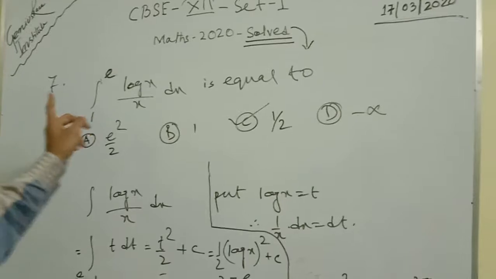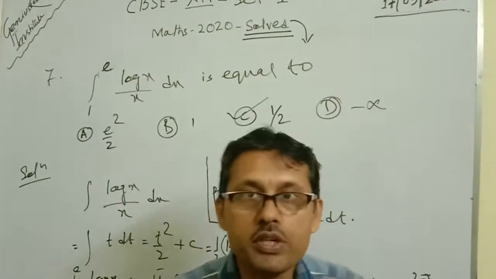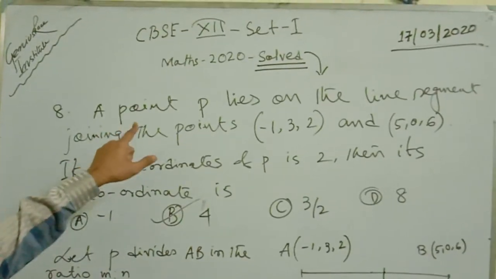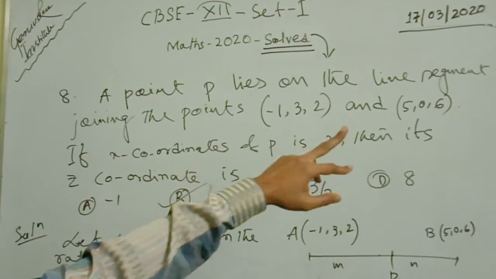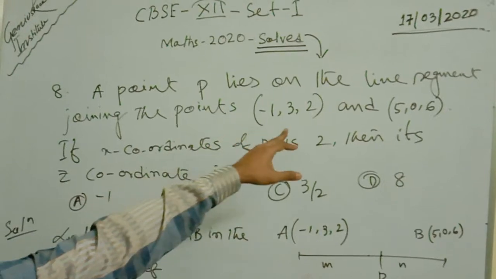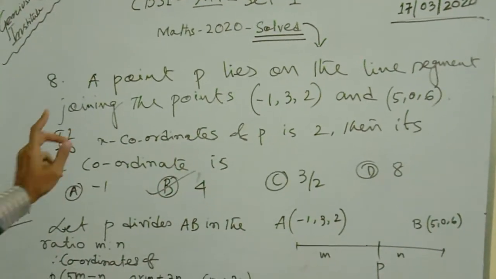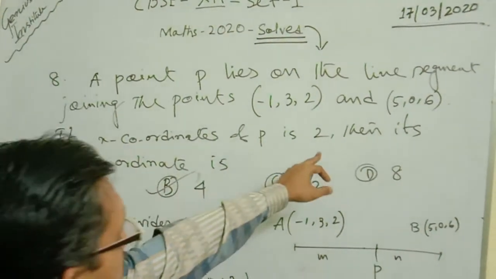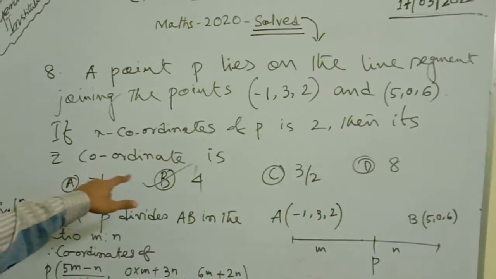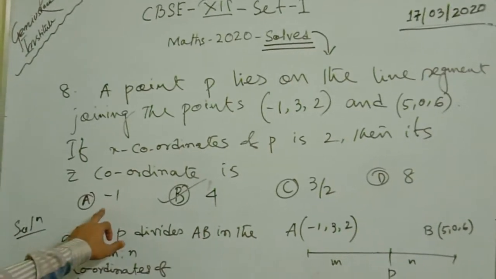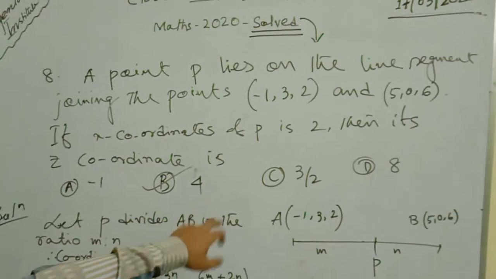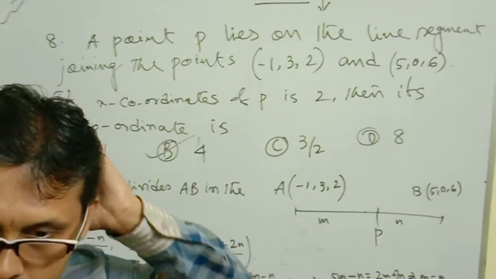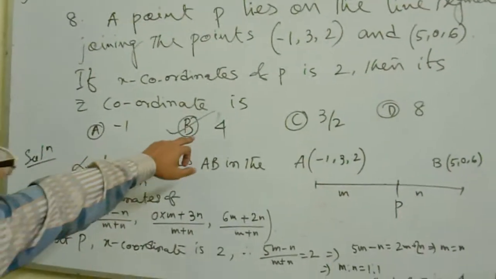Okay, so move on to the next question, question number 8. A point P lies on the line segment joining the given two points. If the x coordinate of P is 2, then its z coordinate is: option A, -1; option B, 4; option C, 3 by 2; and option D, 8. So the correct answer is option B.